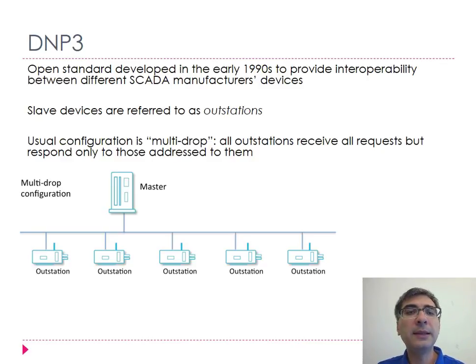DNP3 again is a master-slave protocol. The slave devices are now referred to as outstations. So this is terminology, it doesn't make any real difference. Again, they are slaves, but we call them outstations in DNP3 terminology. And the usual configuration, as shown there, is the multi-drop configuration. In the multi-drop configuration, all the outstations receive all the requests, but respond only to those addressed to them.